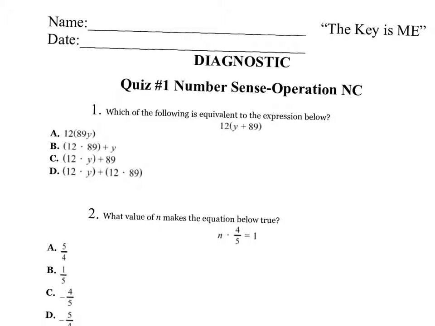So like we have gone over in class, one good strategy is to make sure we circle the key words in the question. We have to ask ourselves, what is this question asking us? It is asking which of the following is equivalent. So I'm going to circle the word equivalent to the expression below. 12 parentheses y plus 89 close parentheses.